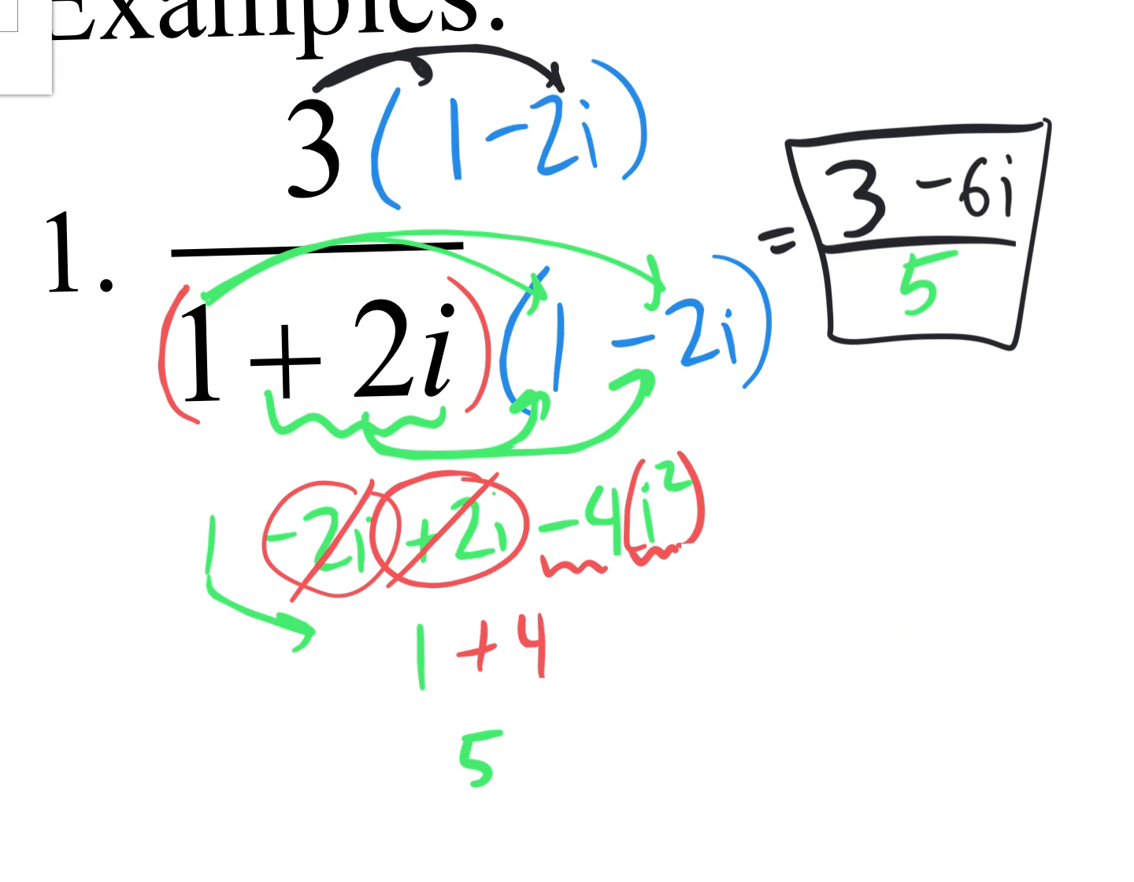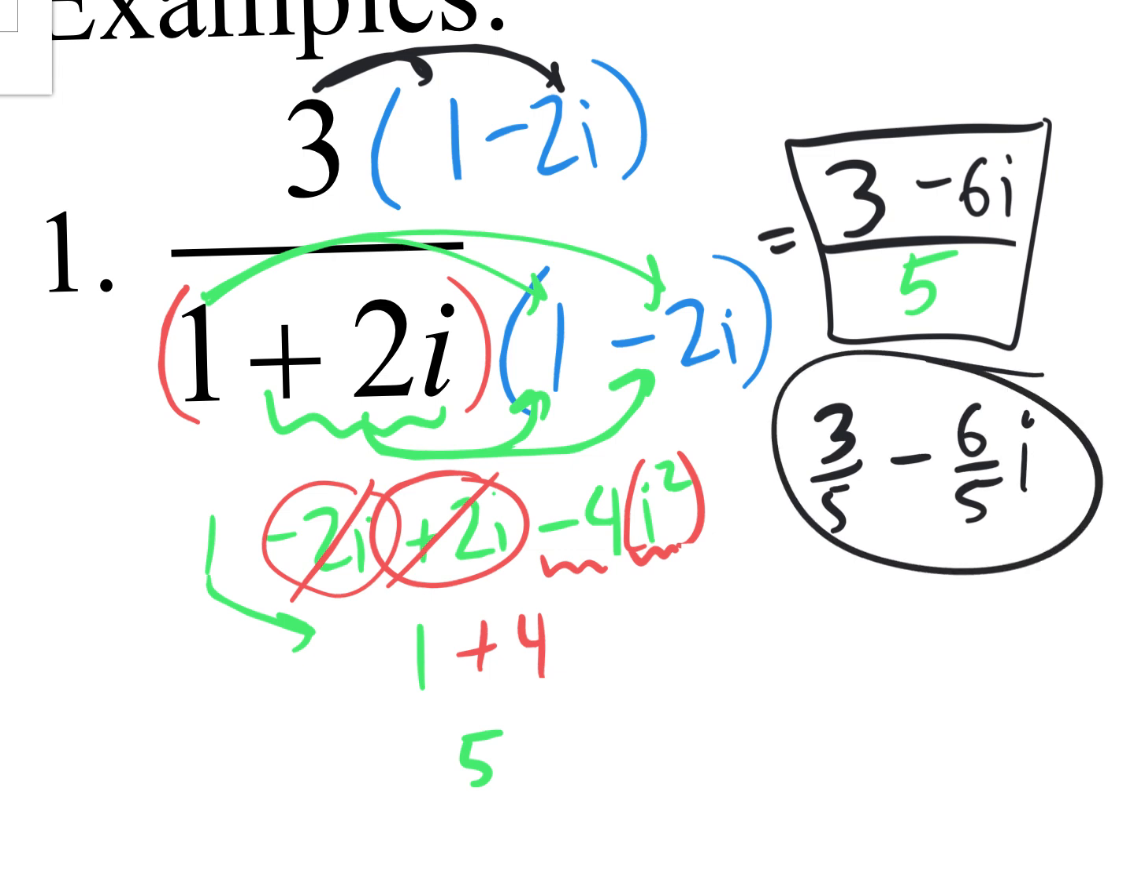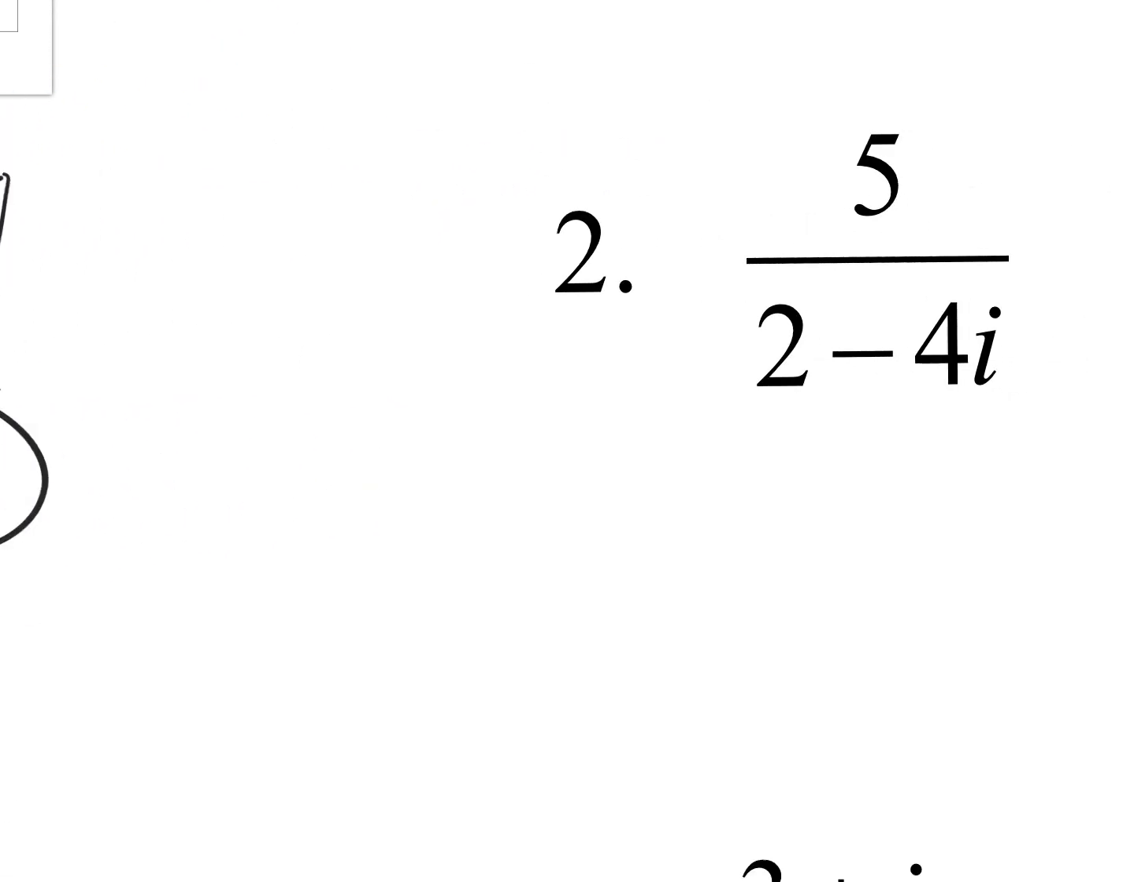And that's what we're going to do. Not because you have to, but because on a multiple choice test, you might not see this. On a multiple choice test, you may just see the answer 3/5 minus 6/5 with the i on the side of that second fraction. Either one's good. Are you with me? Okay, so again, you don't want to leave an i in the denominator. Let's take a look at number 2.